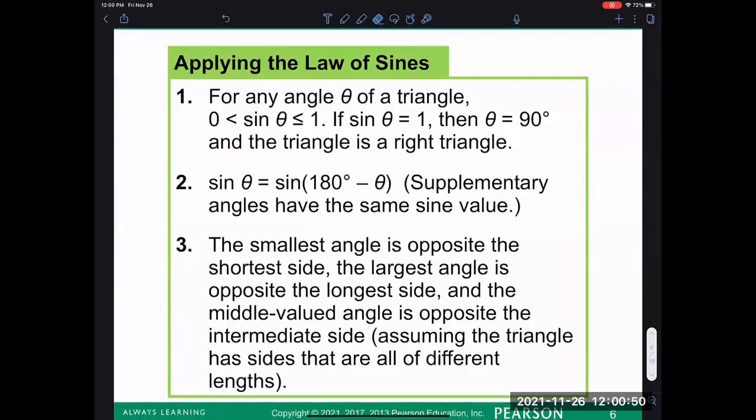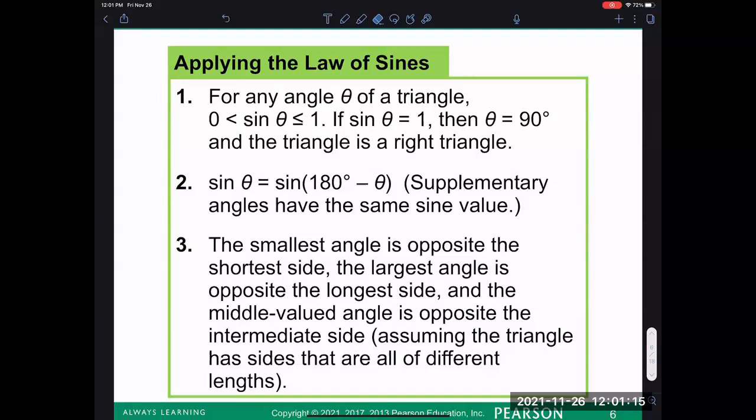For any angle theta of a triangle, we know that sine of theta is between 0 and 1, because the angle is going to be between 0 and 180 degrees, and all sine values are between 0 and 1 in those cases. And if sine is equal to 1, then we know the angle is 90 degrees and the triangle is a right triangle. That's something to keep in mind.